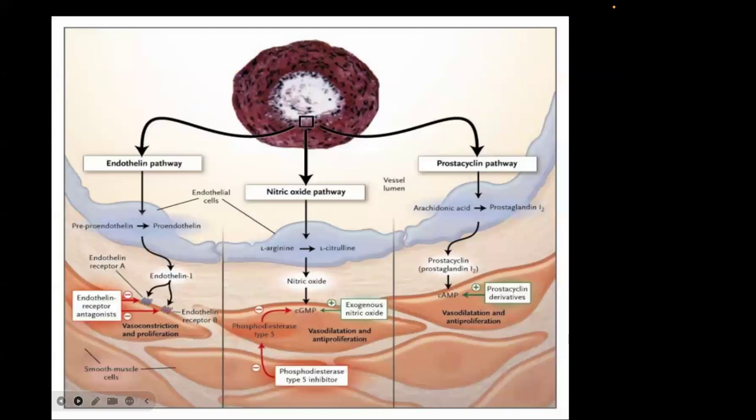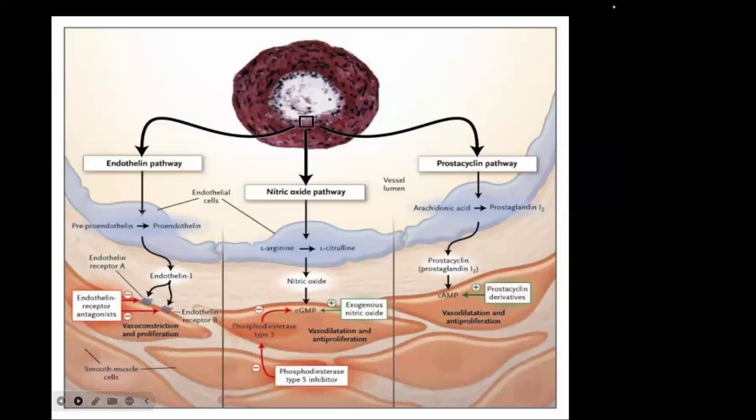Here are the other pathways: the endothelin pathway, the nitric oxide pathway, and the prostacyclin pathway. Pre-pro-endothelin to pro-endothelin, endothelin receptor A, endothelin 1 receptor antagonist, and endothelin receptor B, causing vasoconstriction and proliferation.